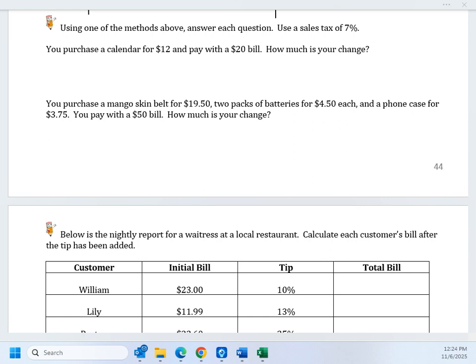So we purchase a calendar for $12 and pay with a $20 bill. How much is your change?